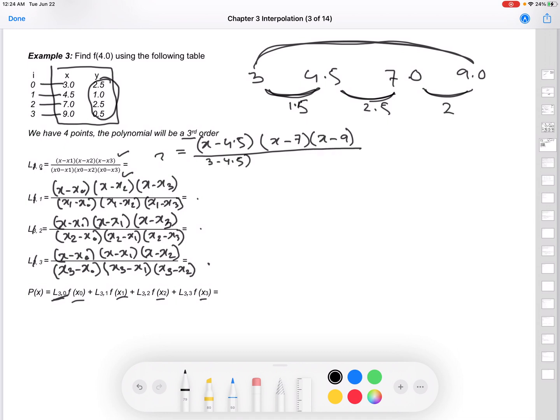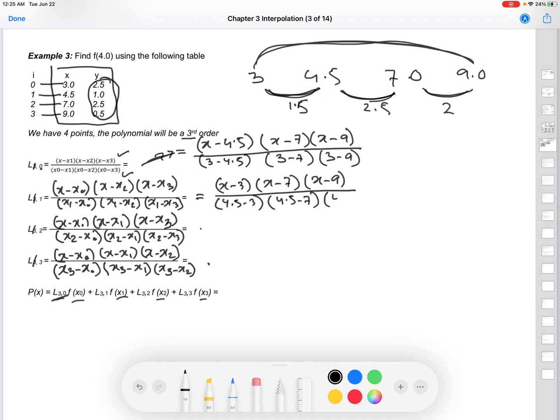minus 4.5, 3 minus 7, 3 minus 9. That will be your L0. Okay, now we are calculating L1, x minus x0. So x minus 3, x minus 7, x minus 9. We will divide by 4.5 minus 3, 4.5 minus 7, 4.5 minus 9. Okay, then what is your L2?